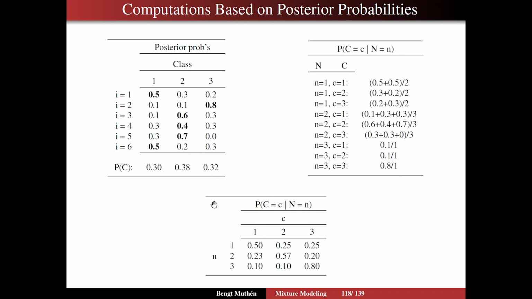And then you can summarize that in the table at the bottom here. So the first row is simply, n equals 1, that's the first 3 computations. So 0.5 divided by 2 is 0.5. 0.3 plus 0.2 divided by 2 is 0.25. Same for the third one, 0.25, etc., down to the last row where you have 0.1, 0.1, 0.8. So this table at the bottom just summarizes what we had at top right.